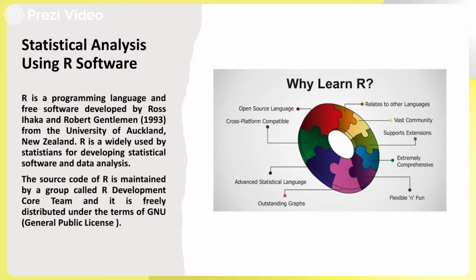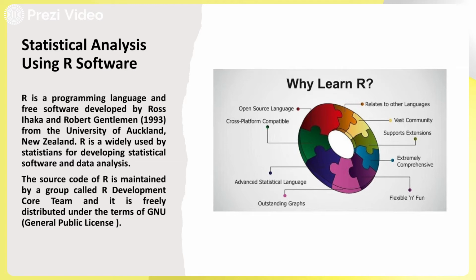So basically R is a programming language. This is the language which helps us in calculating different results, and this is altogether a free software, which was initially developed by Ross Ihaka and Robert Gentleman in the year 1993, and they belong to the University of Auckland, New Zealand. It is widely used by statisticians for developing statistical software and data analysis.